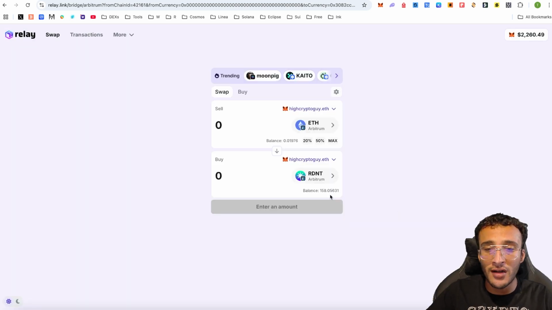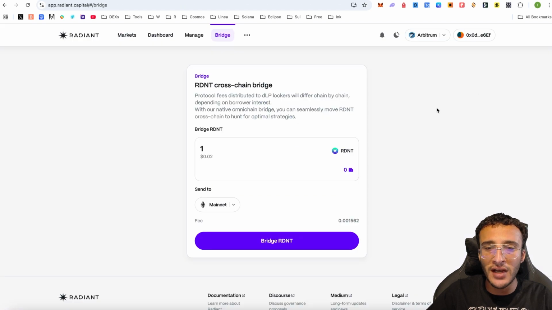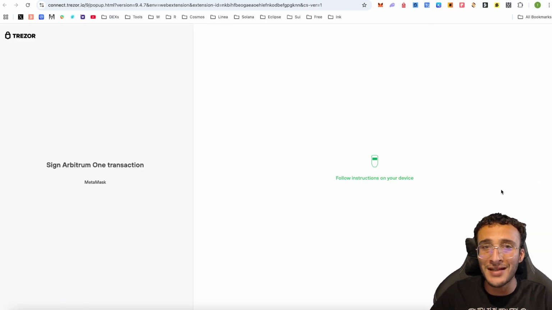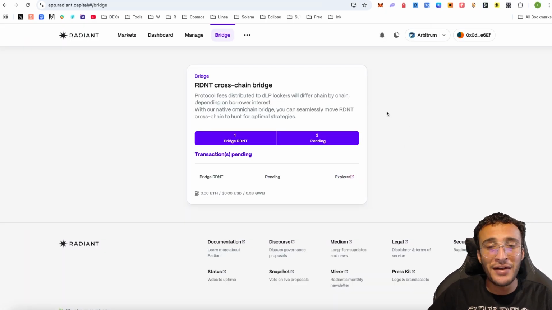But once you've got your RDNT tokens, we're going to head back over to Radiant. We're now going to refresh the page. We're now going to very simply see that we've got 158 tokens. I'm going to bridge every single one over to a network of my choice. Let's just say it was Base this time. And fantastic, we are now bridging over all of our tokens to the Base network. Thank you very much, Radiant and LayerZero.